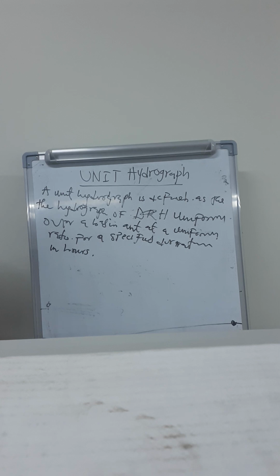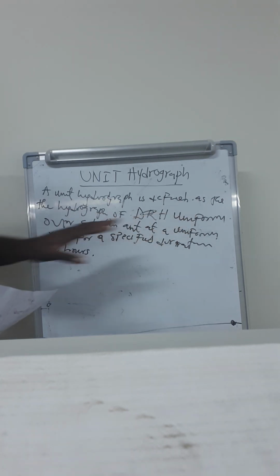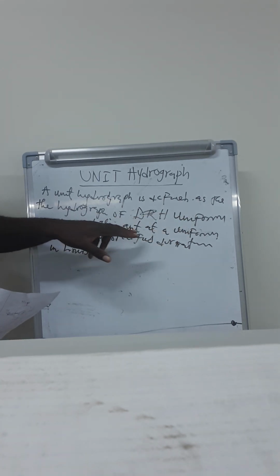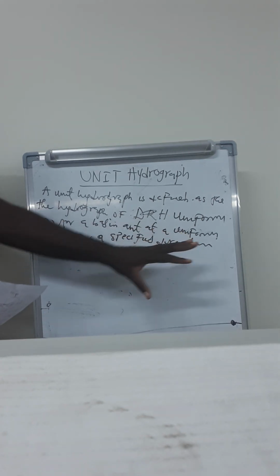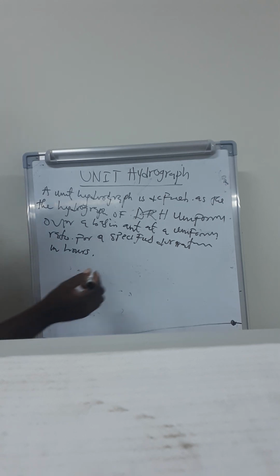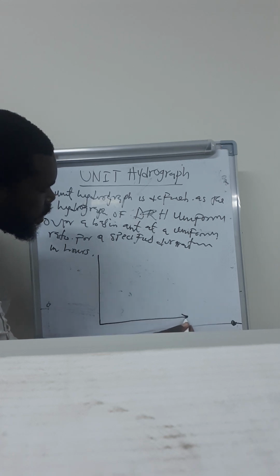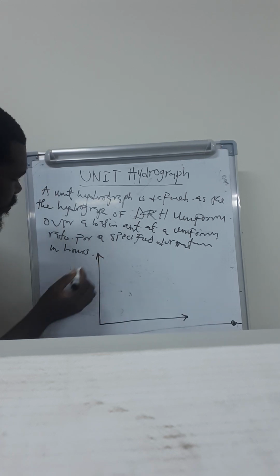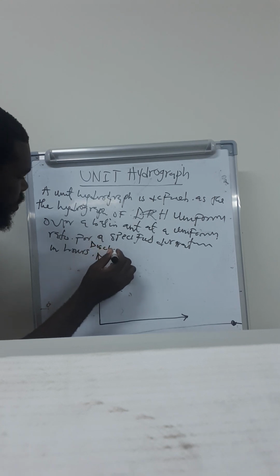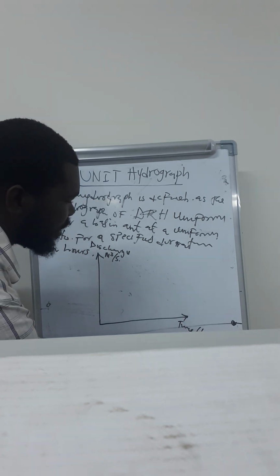So a unit hydrograph is basically a hydrograph of a direct runoff hydrograph which is uniform over a basin and at a uniform rate for a specified duration of time. A unit hydrograph can be represented as a graph of discharge in meter cube per seconds and time in hours.